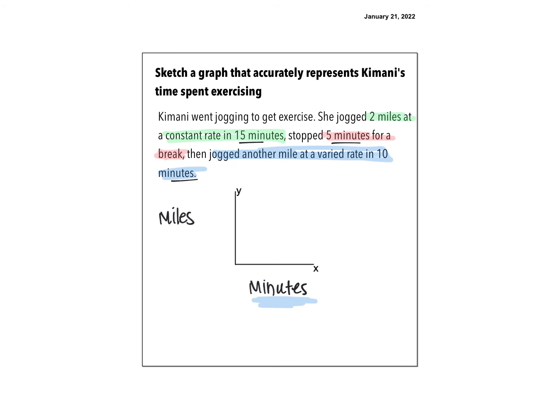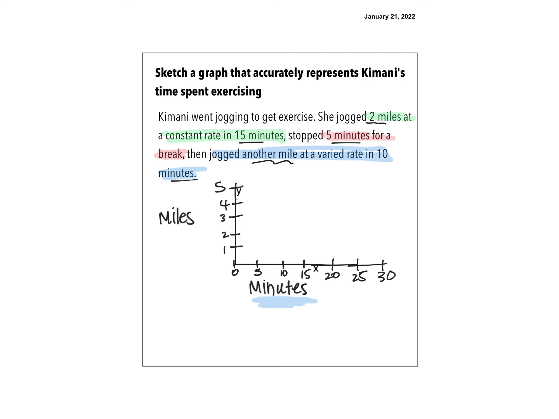So I think I'm going to count by fives because I see 5, 10, 15 for my minutes. So here's 0. I'll go 5, 10, 15. I might have to go over further, 20, 25, 30. Now this would be easier if I actually had a real graph, but we'll just have to estimate. And then the miles, I see 2 miles. She jogged another mile. So I'll just count by 1. 1, 2, 3, 4. I'll go up to 5 miles.